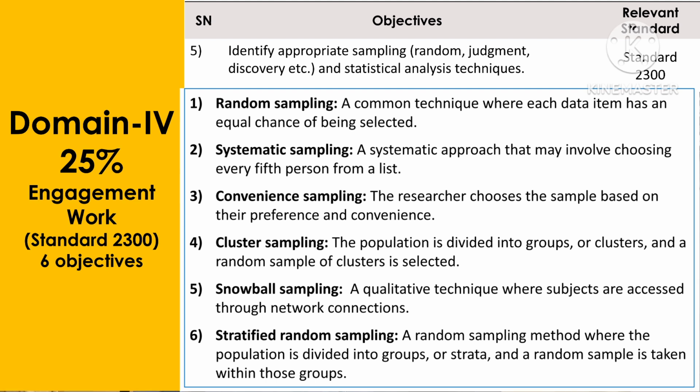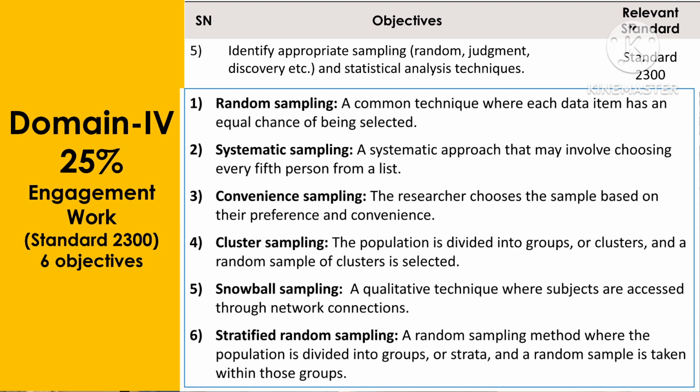For example, you are doing a stock count, and the items in front of you, you can easily go for them and count them. It can be called convenience sampling, but it's not advisable in all scenarios. In cluster sampling, the population is divided into groups or clusters and a random sample of clusters is selected. This is when the data can be divided into different strata or types, and then it's better to do your sampling on clusters rather than on the whole population.